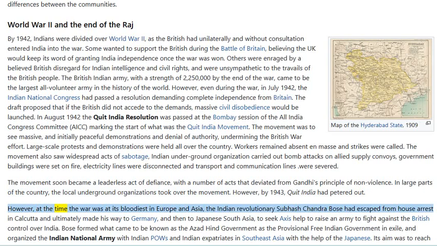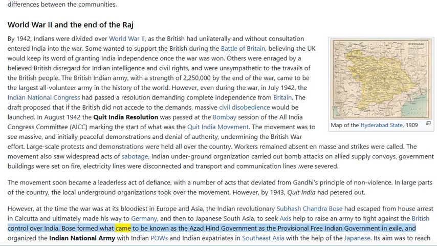However, at the time the war was at its bloodiest in Europe and Asia, the Indian revolutionary Subhash Chandra Bose had escaped from house arrest in Calcutta and ultimately made his way to Germany and then to Japanese South Asia to seek Axis help to raise an army to fight against the British control over India.